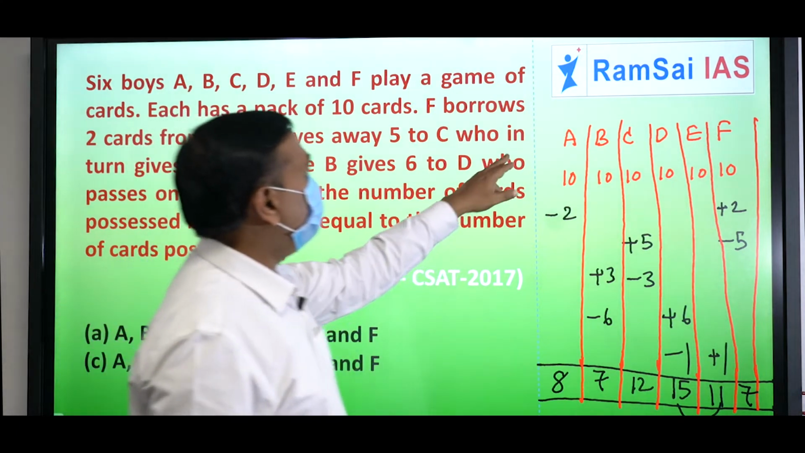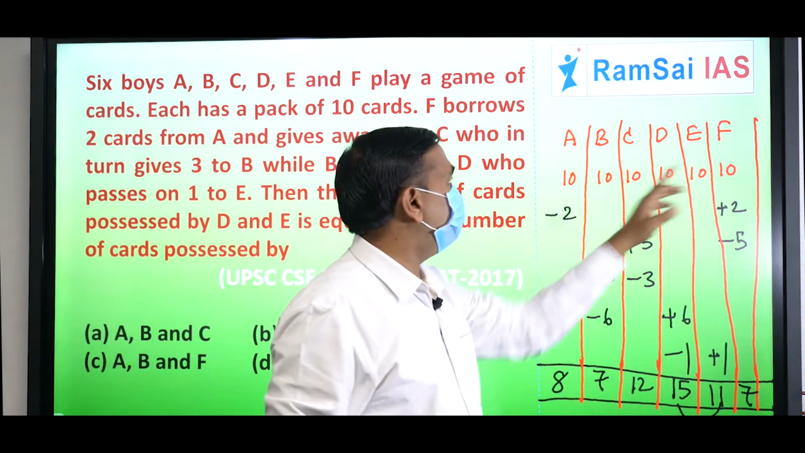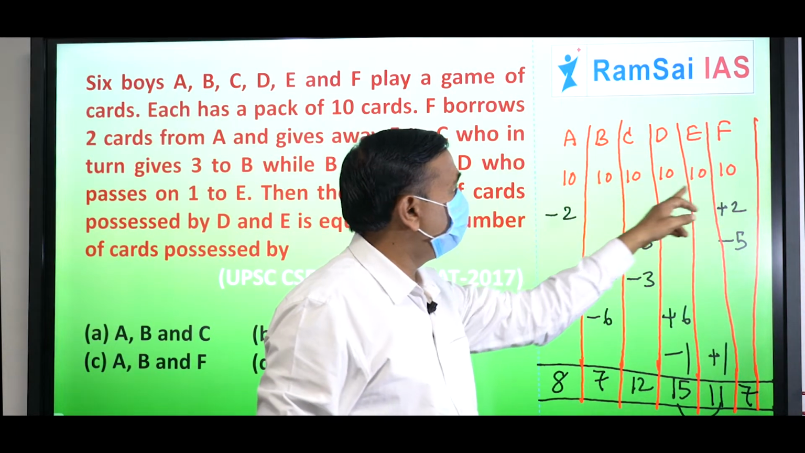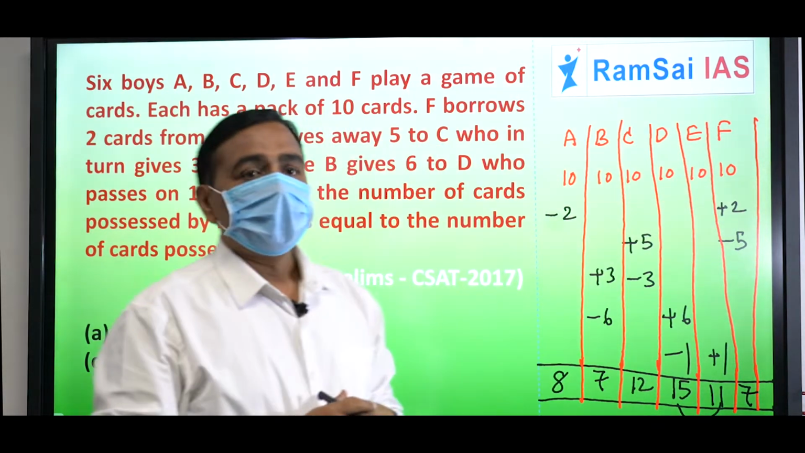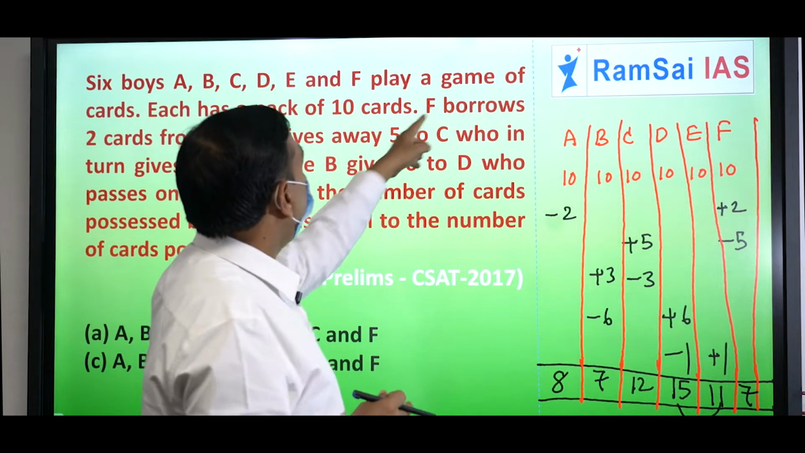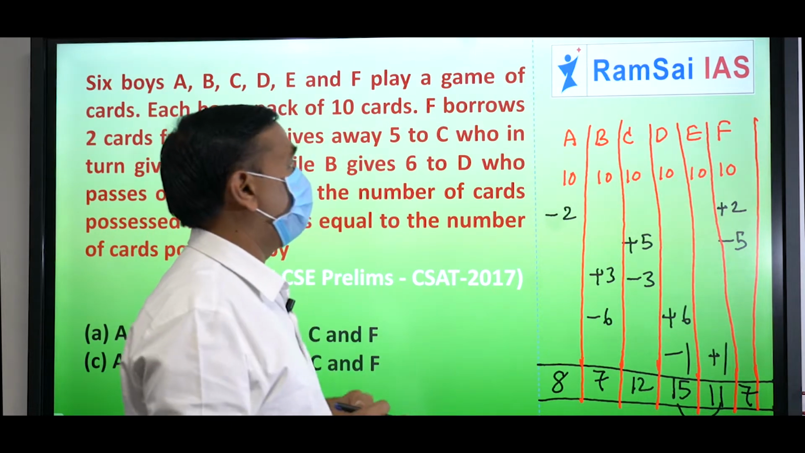Now let us take it like this. Initially A, B, C, D, E, F each has 10 cards: 10, 10, 10, 10, 10 and 10. Now let us see what is the thing. F borrows 2 cards from A. This is the first step.